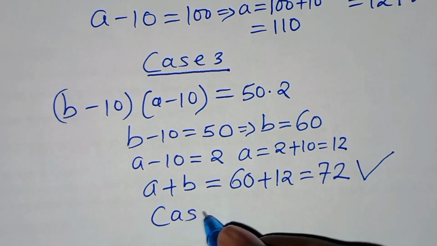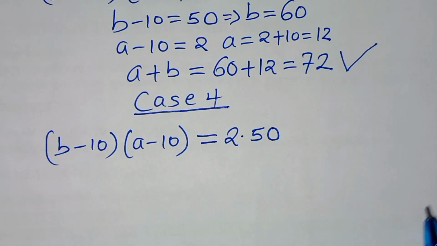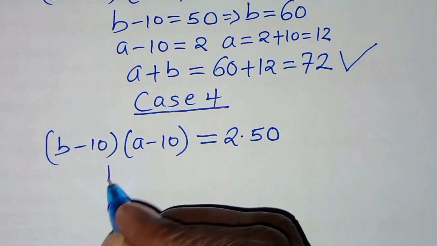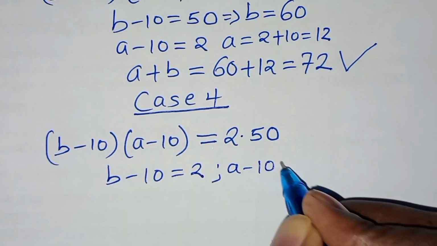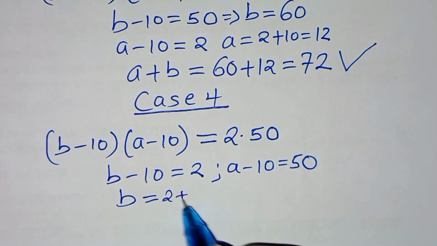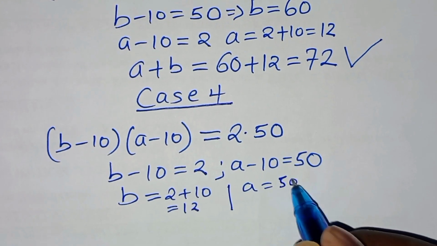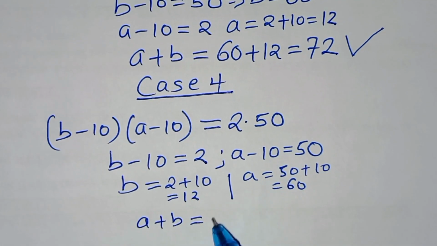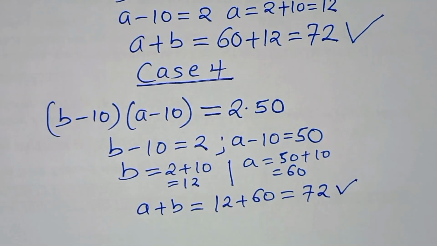Let's move to case 4. Now case 4 here, we have (b minus 10)(a minus 10) equal to 2 times 50. So b minus 10 is equal to 2, and a minus 10 is equal to 50. So b is equal to 2 plus 10, which is equal to 12. Here a will be equal to 50 plus 10, which is equal to 60. And therefore, a plus b will be equal to 12 plus 60, which is equal to 72. So this is the solution to case 4.